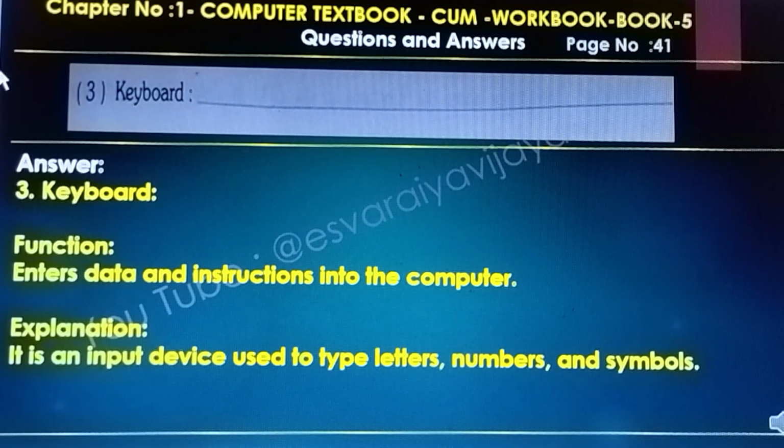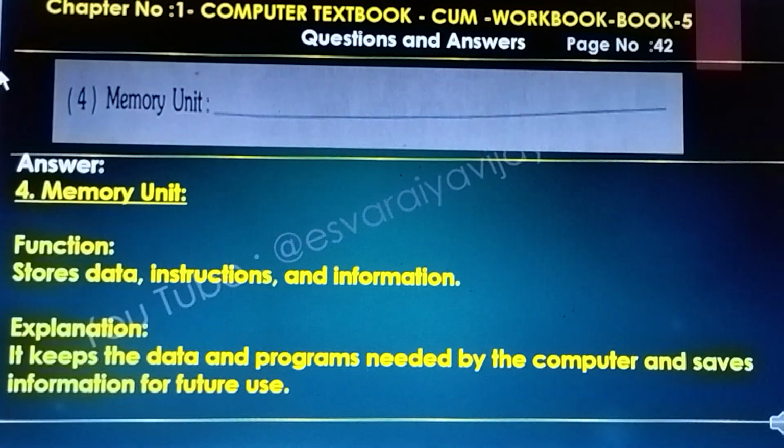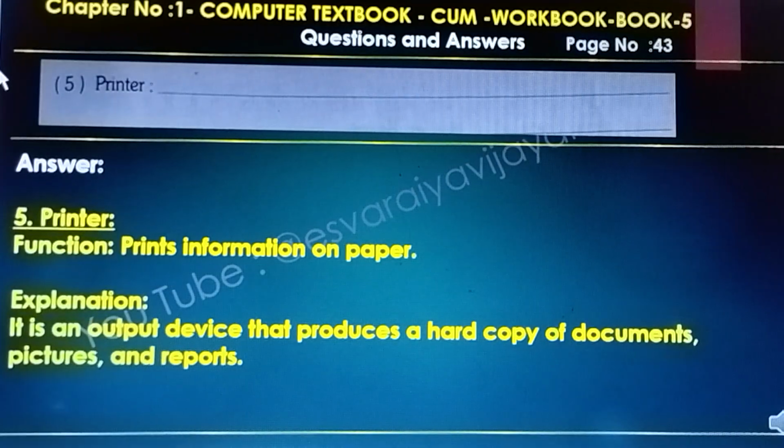Keyboard functions: enter data and instructions into the computer. Explanation: it is an input device used to type letters, numbers and symbols. Memory unit functions: stores data, instructions and information. Explanation: it keeps the data and programs needed by the computer and saves information for future use. Printer functions: print information on paper. Explanation: it is an output device that produces a hard copy of documents, pictures and reports.